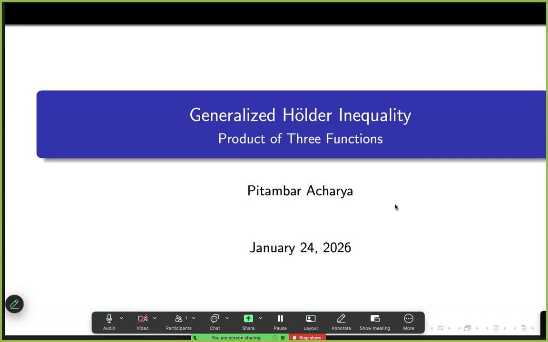I'll go step by step, carefully explaining the choice of exponents and each application of Hölder's inequality so that the logic is completely clear. This video is suitable for senior undergraduate students who are studying real analysis, graduate students who are preparing for qualifying exams in real analysis, and research students working in areas like PDEs and functional analysis. So let's begin.